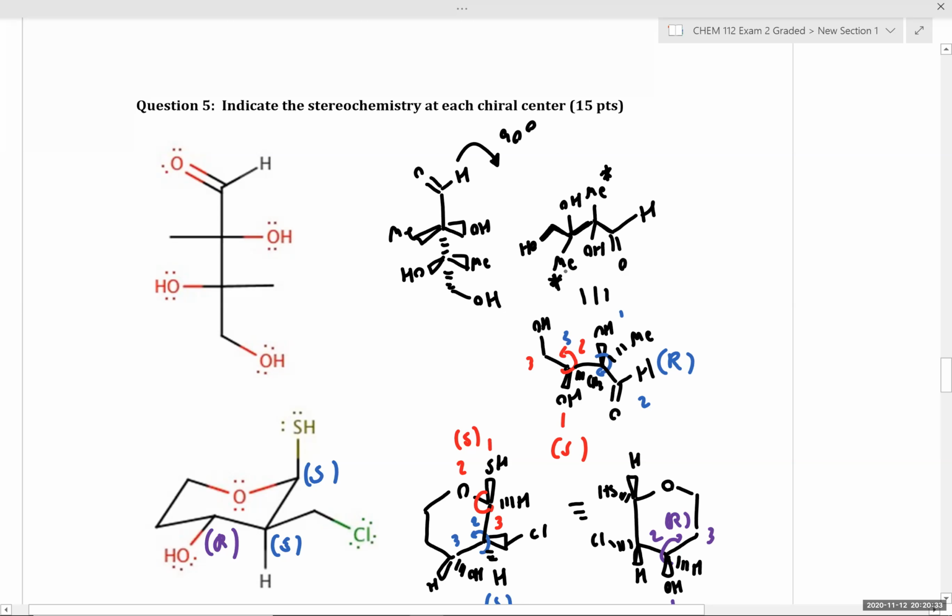Once we've done that, once we've rotated our molecules to put the lowest priority groups in the back, we're now ready to assign priority. So let's draw that just so that way we can work through this process.